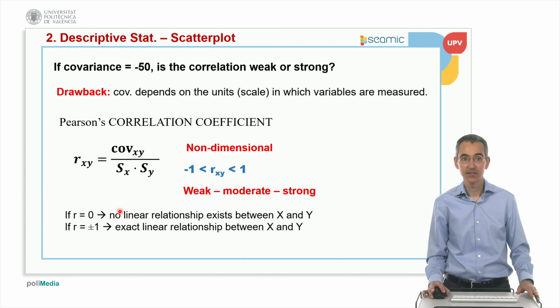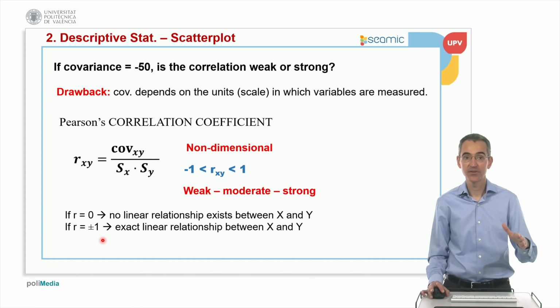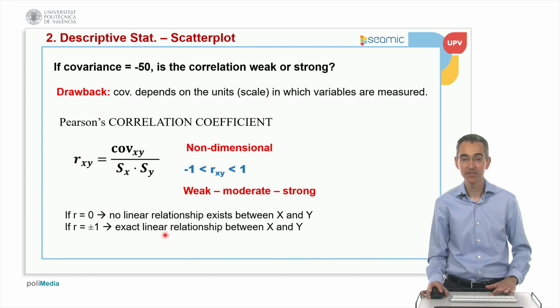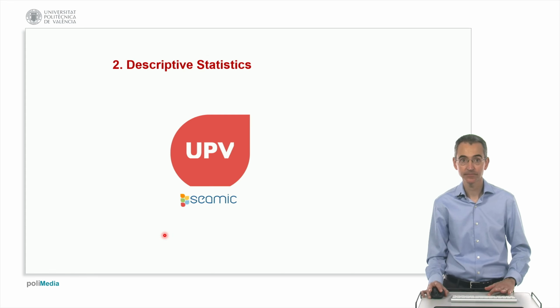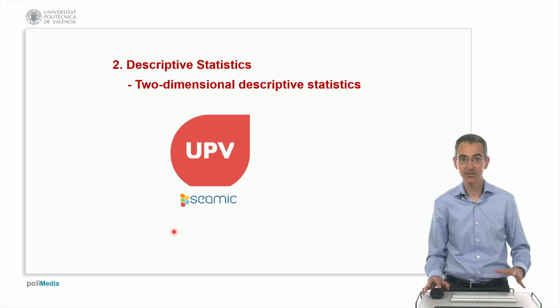So if this coefficient is exactly 0 at the population level, I will say that there's no linear relationship between X and Y. And if this correlation is exactly 1 or -1, then there is an exact linear relationship between X and Y. And here we finish this unit about descriptive statistics, where we have talked about methods of two-dimensional descriptive statistics.